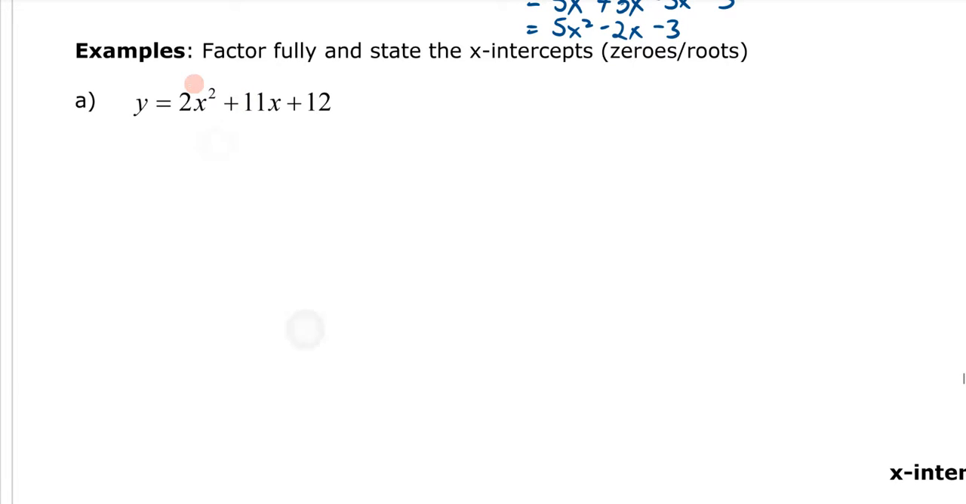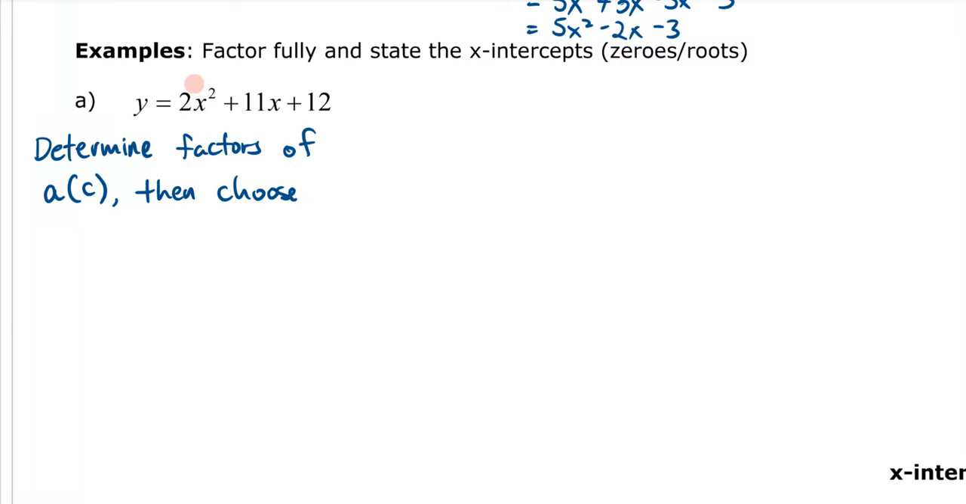So let's start with: determine factors of a times c, then choose the pair that add to b. Okay, so just like before, find 2 numbers whose product is this time a times c, and those same 2 numbers add up to b.